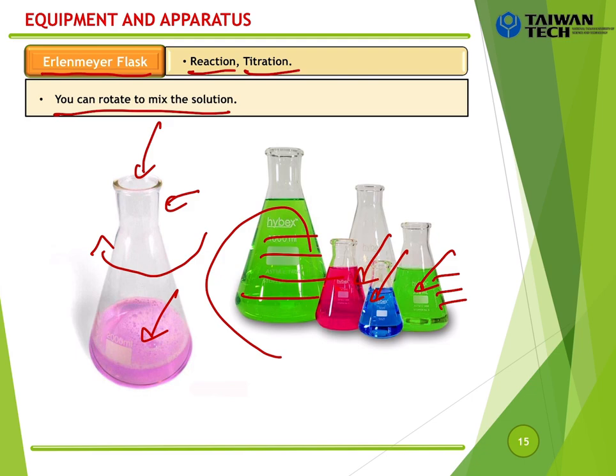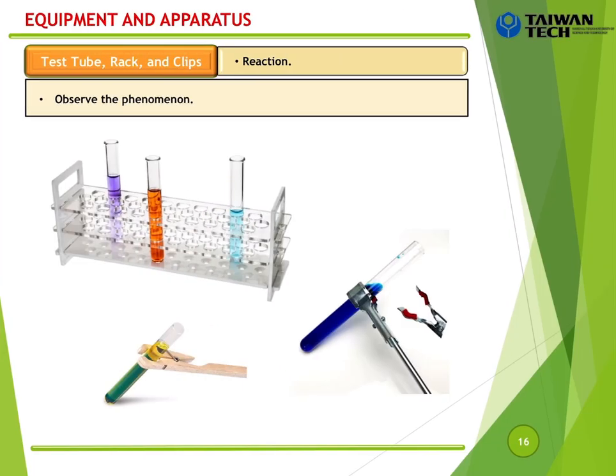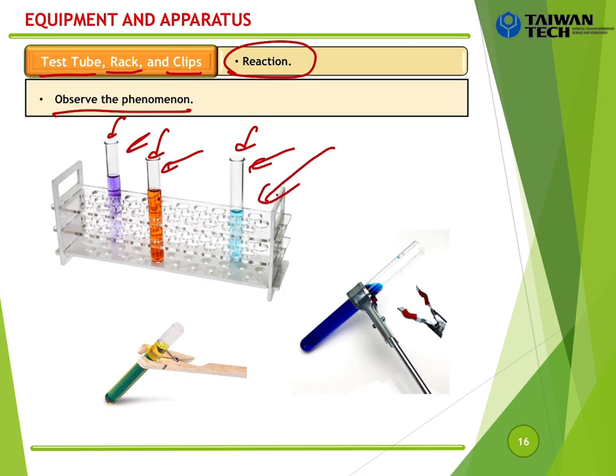For titration also, okay? And the next one I talk about is the test tube, the rack and the clip, okay? So we can use them for some reactions. We observe the phenomena. So it means that we just want to add something inside, and we want to see what happens. We use the test tube, okay? The test tube will be something like this, okay? But this one cannot stand by itself, so we need to use the rack to hold it, okay? And sometimes we want to see some phenomena, or we want to take some pictures, something like that.